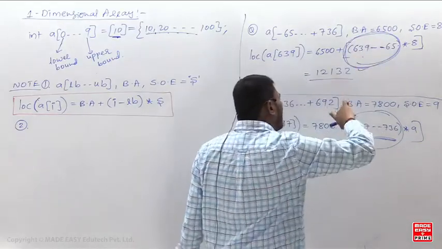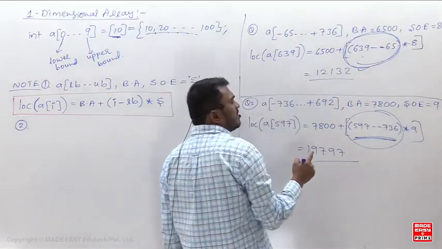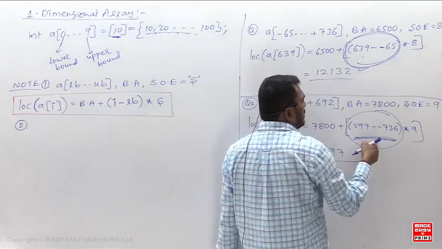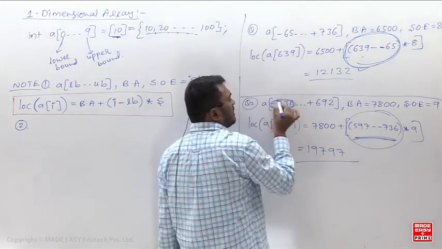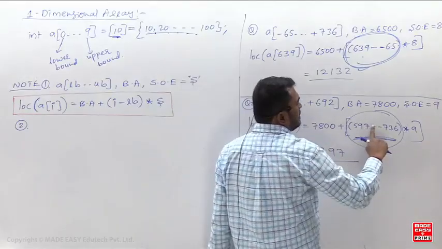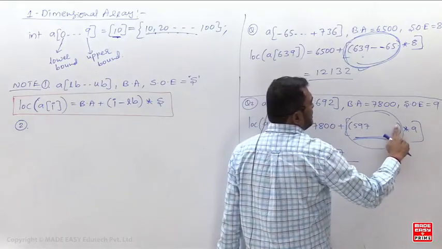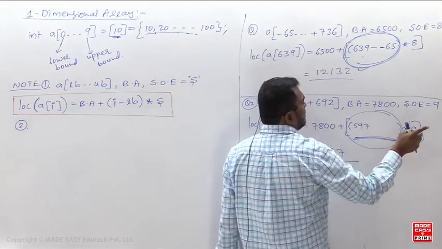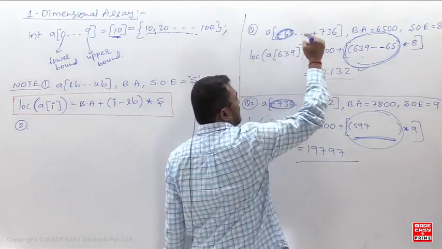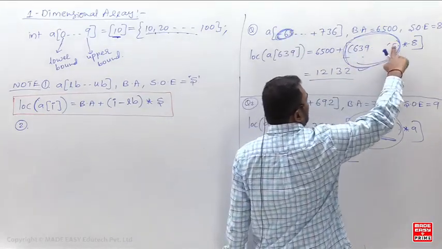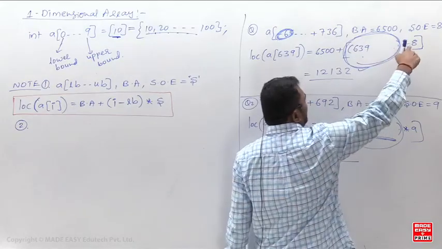In case it is starting with 0, it was always starting with 0. Do you require this subtraction? Not required. If it is always starting with 0, listen here. If it is 0 here, then what will you do? Simply no need of this subtraction. You can simply say 597 multiply with 9. In case it is starting with 0 here, this subtraction is not required. You can simply say 639 multiply with 8.